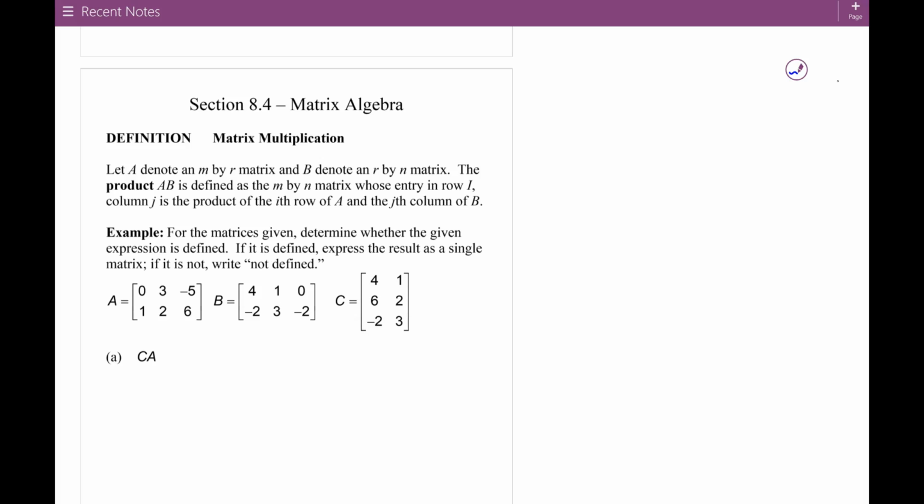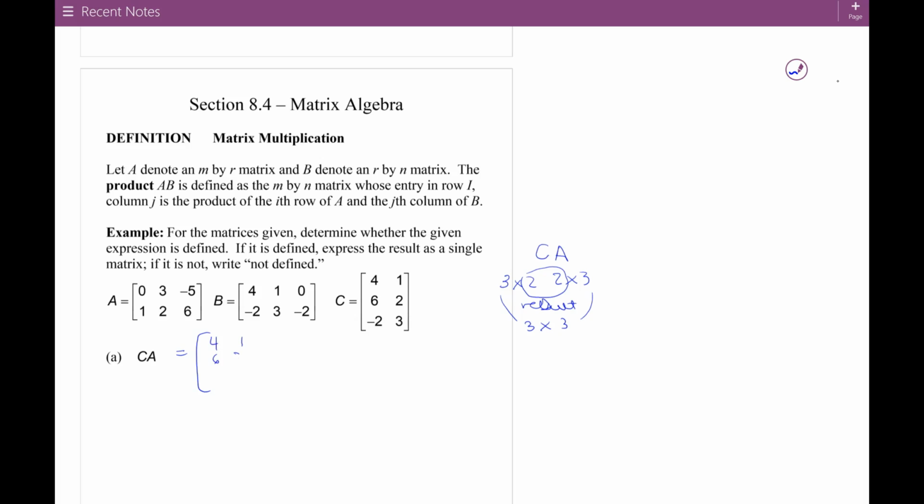So we can multiply C times A because C is a 3 by 2 matrix and A is a 2 by 3 matrix. So the result will be a 3 by 3 matrix. So these inner numbers have to match up in order to do the operation, and then the outer two are the dimension of the result. So we'll do this in class, but I'll just write it out here.